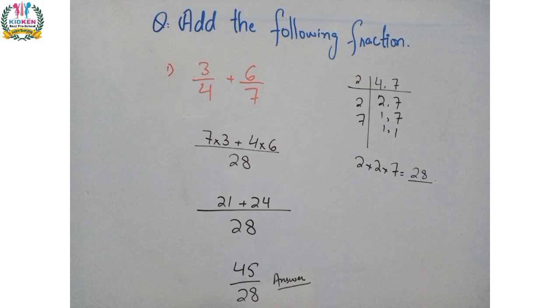So 4 sevens are 28, so we multiply 7 by 3. Then 7 fours are 28, so we multiply 4 by the numerator which is 6. So 7 multiplied by 3 we have 21 plus 4 multiplied by 6 we have 24. So 21 plus 24 we have 45 upon 28. And this is the final solution of this question.